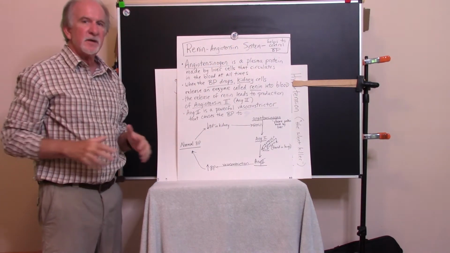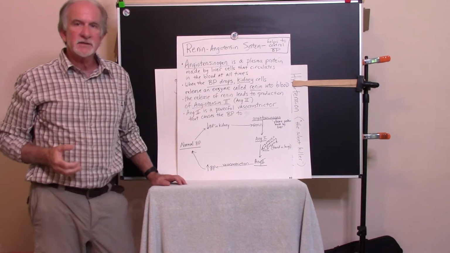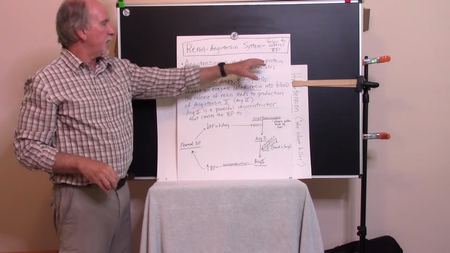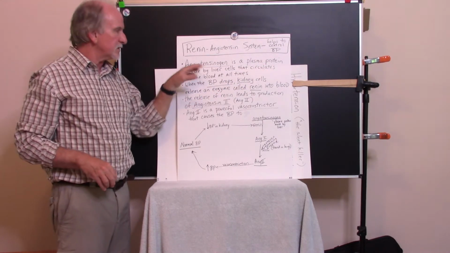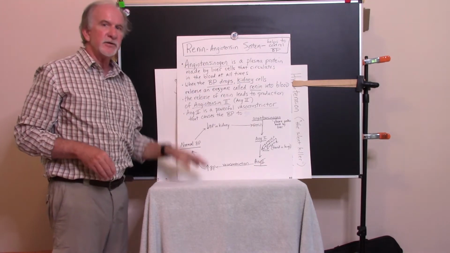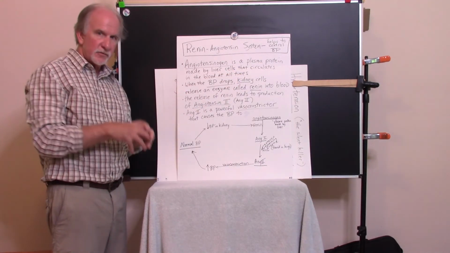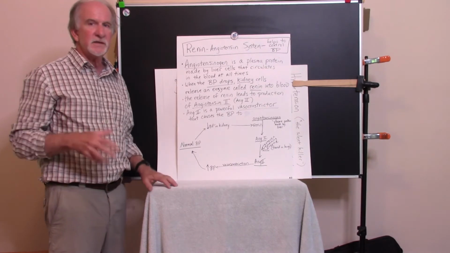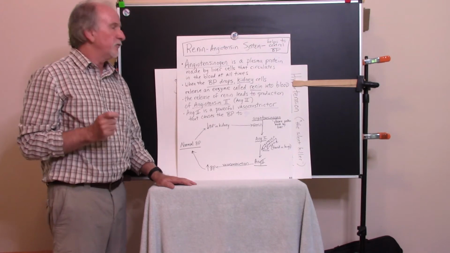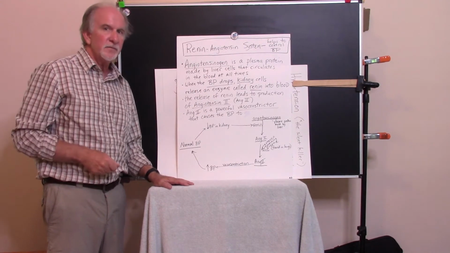There's a system that helps to control blood pressure that I want you to know something about, called the renin-angiotensin system. And it begins with a plasma protein that's synthesized by liver cells that circulates in blood at all times, called angiotensinogen. So when the blood pressure in the kidney drops lower than normal, kidney cells release an enzyme called renin into the blood. And renin converts angiotensinogen to angiotensin 1.